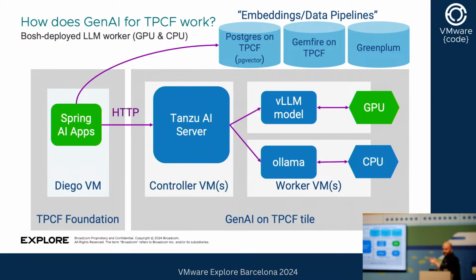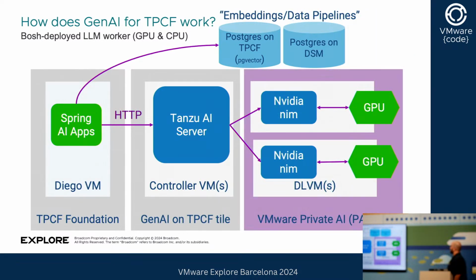We could support GPUs and CPUs. And then, of course, when we start talking about embeddings and some of these data pipelines, it is important to have these services. So we have a whole suite of services like Postgres to do vector embeddings. We'll see that in a second. And then if you have more advanced data use cases like data warehousing, pipelines and things of that nature, we have GemFire and Greenplum to help out with that too.